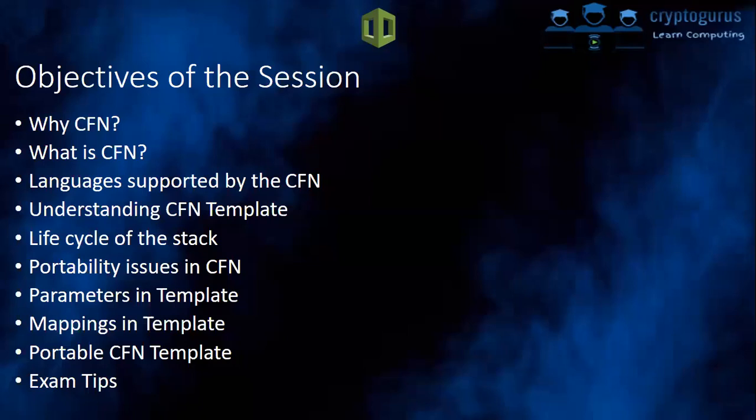Once the template has been written, we can deploy those resources in AWS, and that will make the CloudFormation stack in AWS. That stack would always have a life cycle, and that is what we are going to discuss. Then we are going to discuss what the portability issues in the CloudFormation template could be, and how to resolve those portability issues with the help of parameters and mappings that we can define in the CloudFormation template. That is what we are going to see.